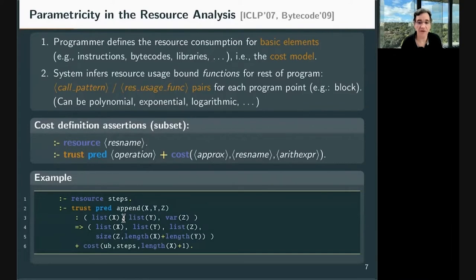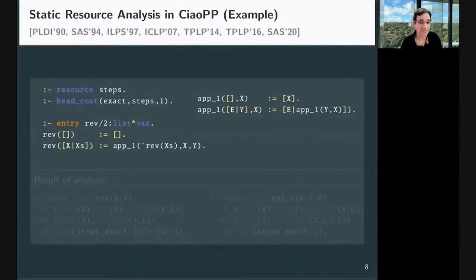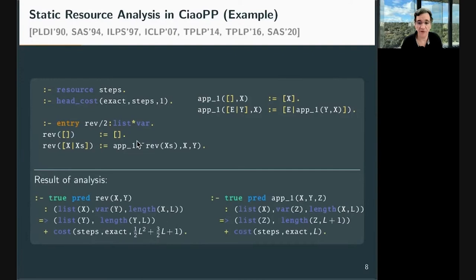So here you see, for example, a simple operation appending two lists, where we can see that the cost of append for the resource steps that we are defining here above depends on the length of the input list x, and the cost function is actually length of x plus one. For example, for this simple functional naive reverse program, also for the resource steps, which we have defined here at the beginning, again, we infer statements like these ones below.